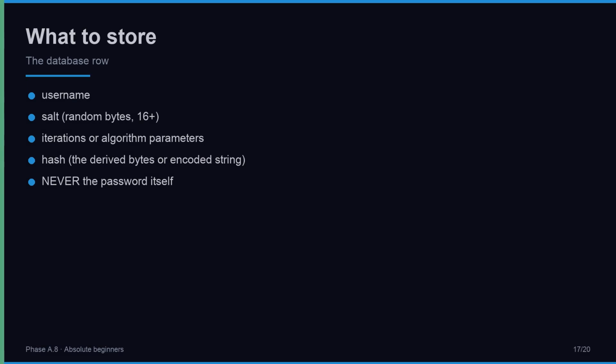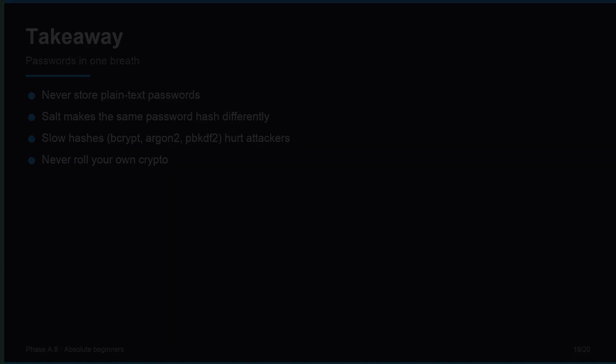5 rules. What goes in the database row? The username. The salt, random bytes of at least 16. The iteration count or other algorithm parameters, so you can raise them over time. The hash, the derived bytes or the encoded hash string. What does not go in the database? The password itself. Ever. Anywhere. A database leak should reveal salt and hash and nothing that lets an attacker log in directly. Store these 4 in one breath.